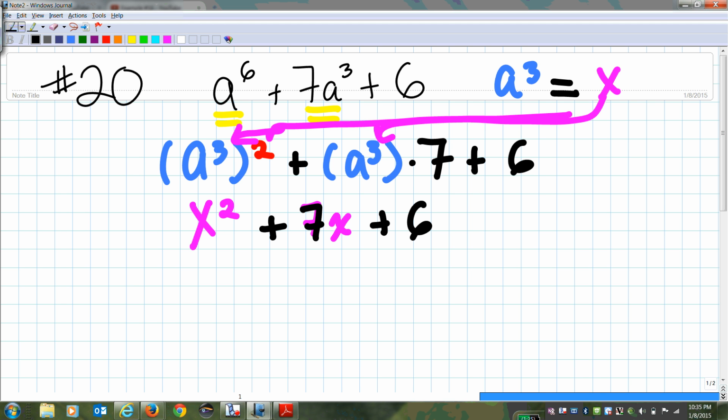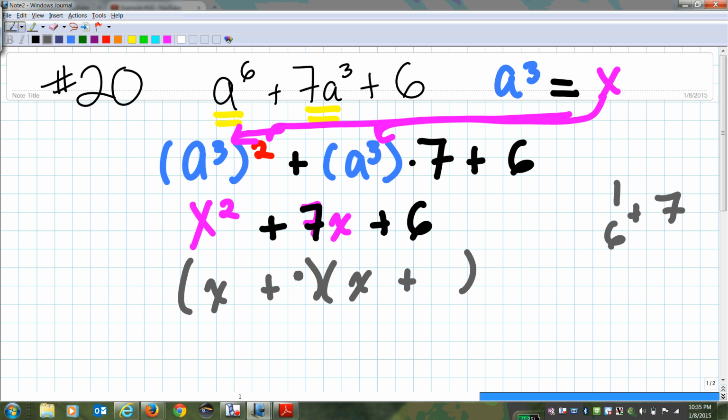Now, this should be a real simple factoring because you can see the only factors you have to work with are 1 and 6, which add up to 7. So you know it's an addition 1. So this is x, 1 and 6. Double check your work.